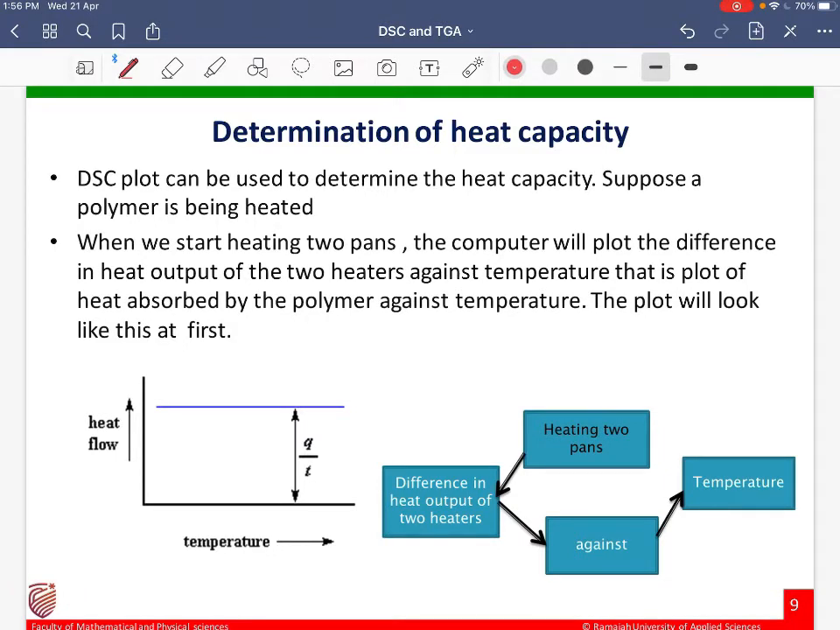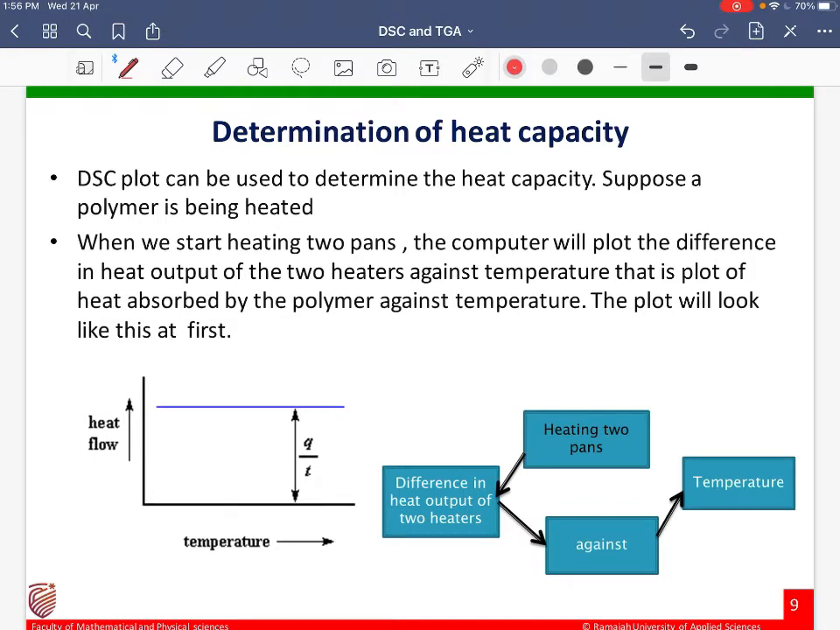First, how we will determine the heat capacity of the sample. A DSC plot can be used to determine the heat capacity. Suppose a polymer is being heated. When we start heating the two pans, the computer will plot the difference in heat output of the two heaters against the temperature, that is, a plot of heat absorbed by the polymer against the temperature.